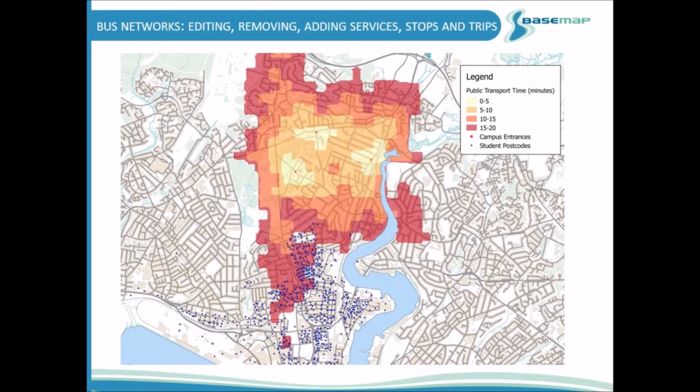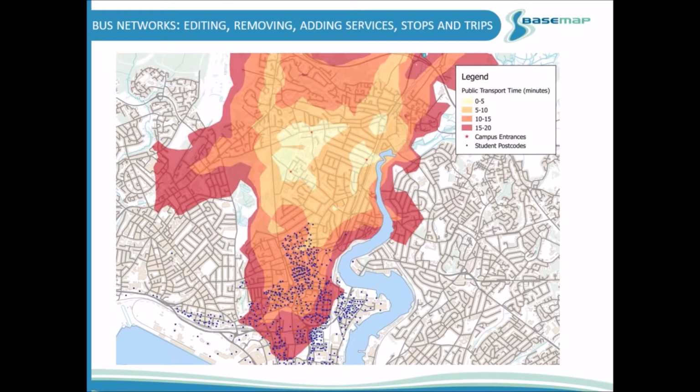So what we've got here is a public transport map showing 5 minutes, 10 minutes, 15 minutes, and 20-minute public transport commuting times to any one of the entrances of the site. And it looks okay at the moment, but you can see there's a few kind of barriers in and around the city at the moment. So you can do the what if scenario.